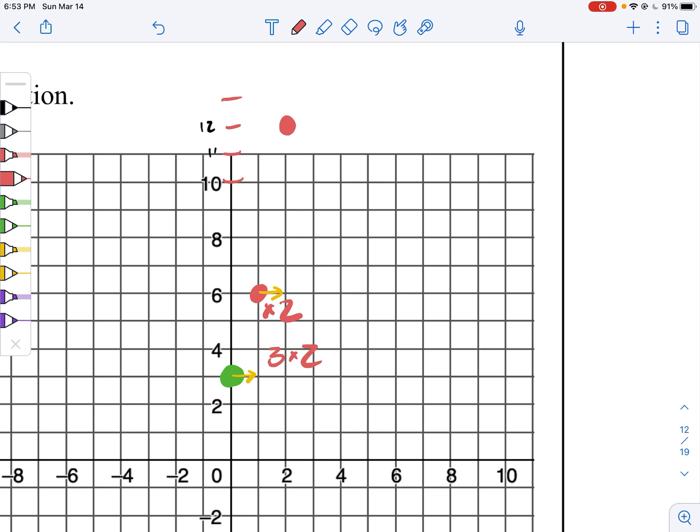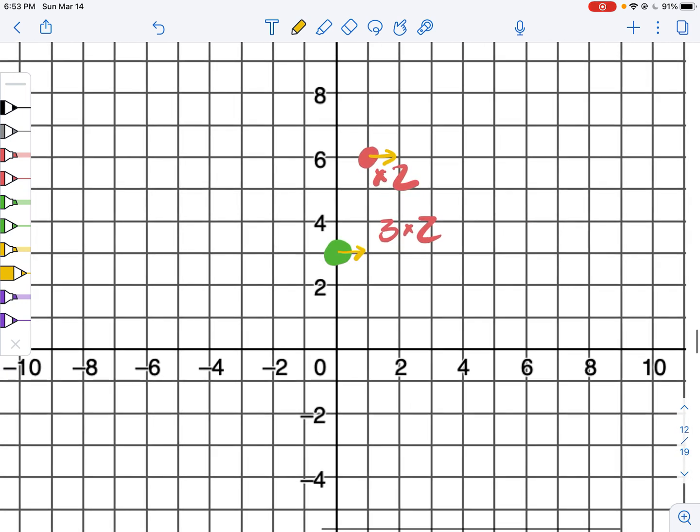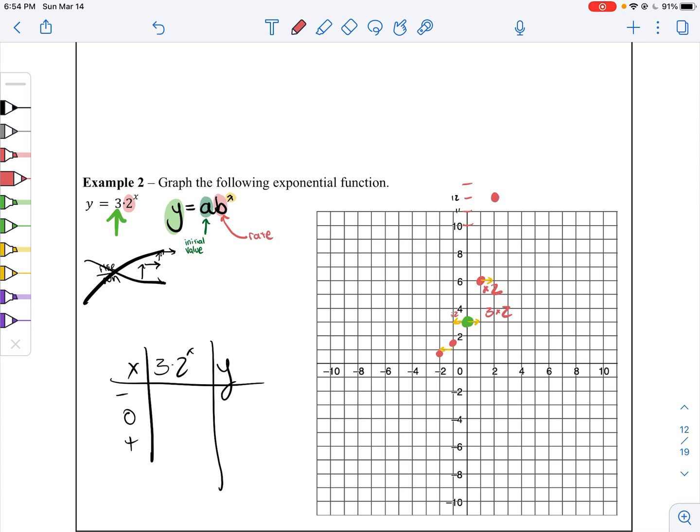We can also go backwards. If you want to go backwards 1, instead of times 2, you need to divide by 2. 3 divided by 2 is 1.5. Oh, yuck. Oh well. And then same thing, we can go back 1, divide by 2, 0.75. Oh, okay, but you're noticing the shape. All exponential guys will have the same shape.